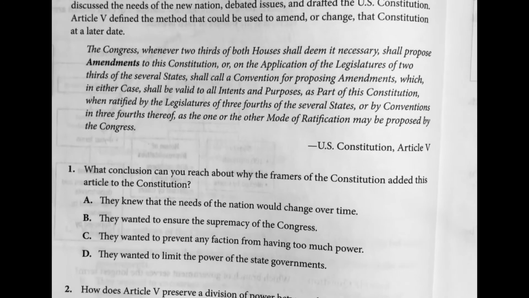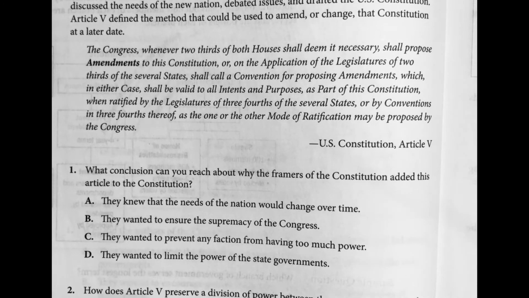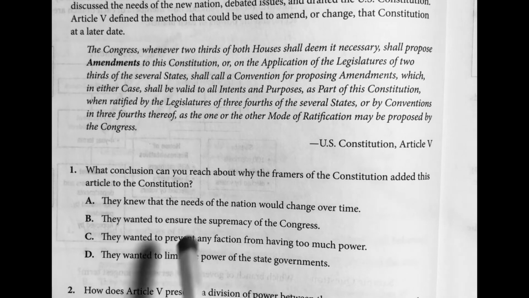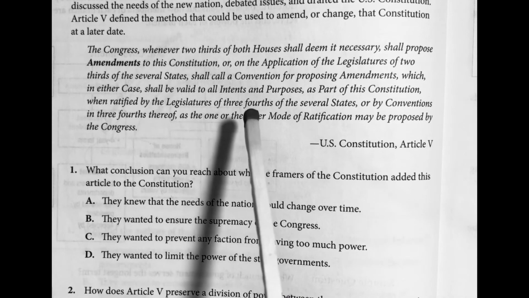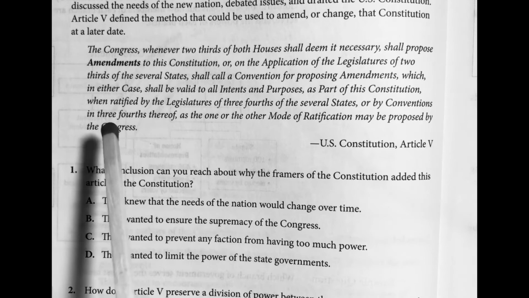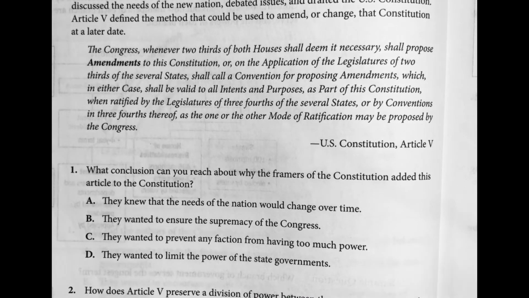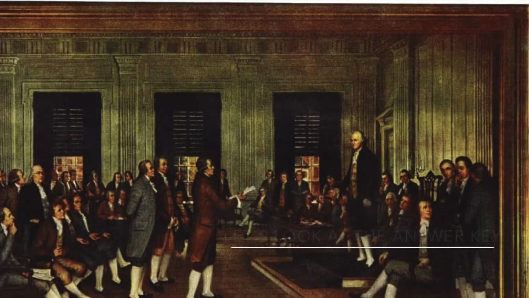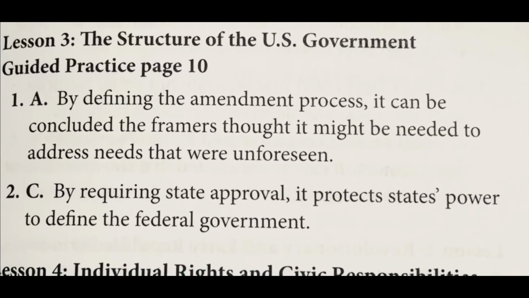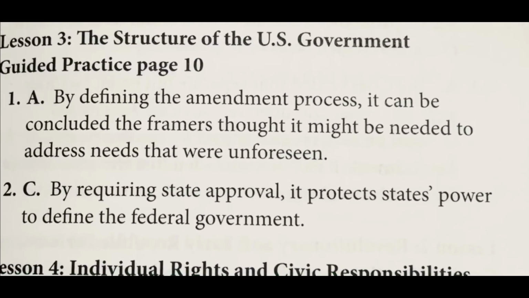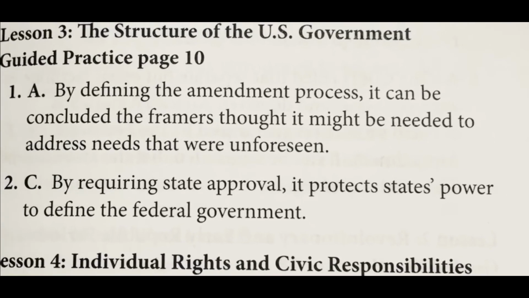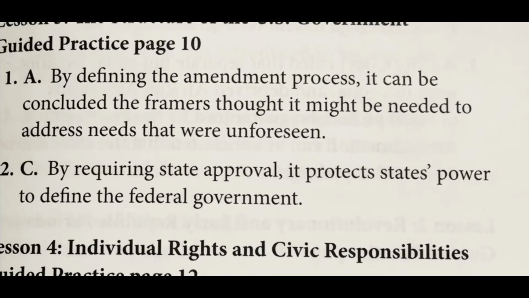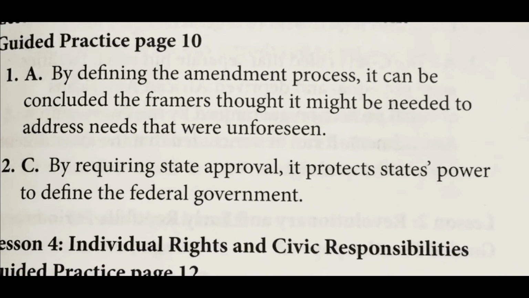Let's look back. As part of this Constitution, when ratified by the legislatures of 3/4 of several states or by conventions in 3/4 thereof. So it takes 3/4. A. By defining the amendment process, it can be concluded the framers thought it might be needed to address the needs that were unforeseen. C. By requiring state approval, it protects states' power to define the federal government.